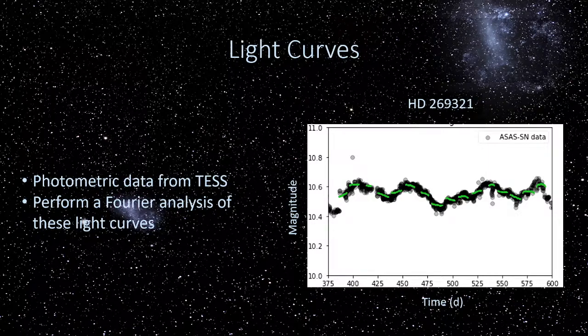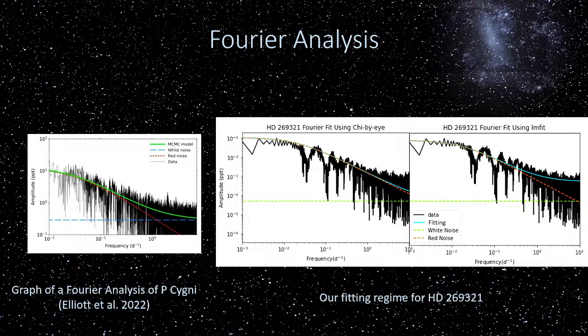So we used the ASAS-SN data, the All-Sky Automated Survey for Supernovae. It is a ground-based telescope that continuously watches the sky, or continuously takes data, and so we can find that reliable. So we fit the TESS data onto the ASAS-SN data. And then these light curves are what we put into Period04 for the Fourier analysis.